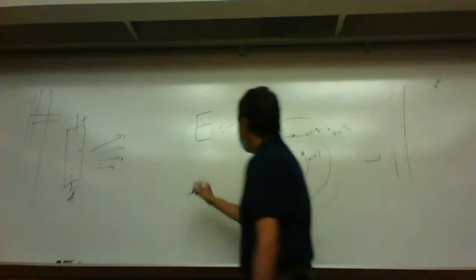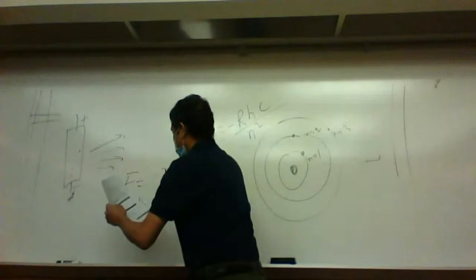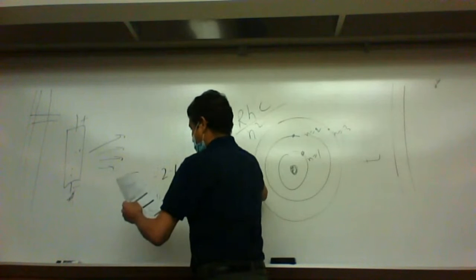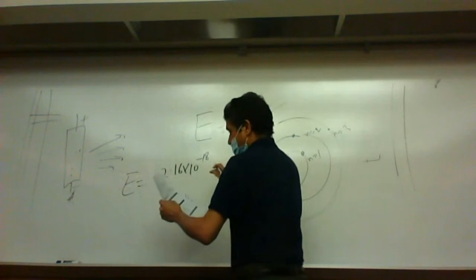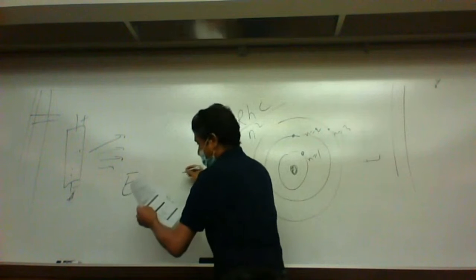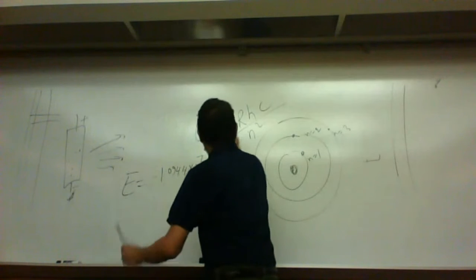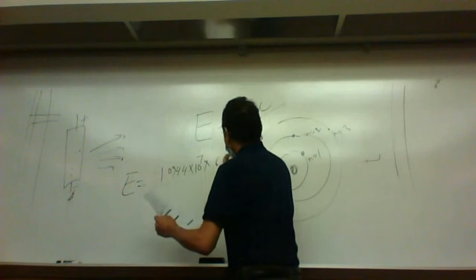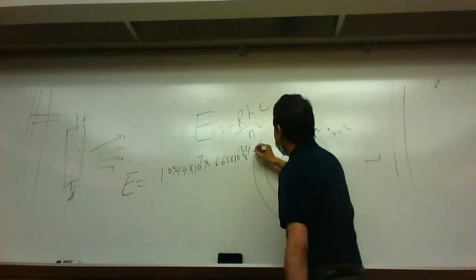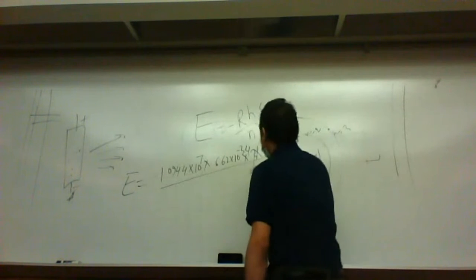Make sense? So E equals minus RHC by n square, the energy. What is the value of R? Actually, sorry, R is not what I said before. R is 1.0974 times 10 to the power 7. Then H is 6.62 times 10 to the power minus 34, that's Planck's constant, and you have the velocity of light, which is 3 times 10 to the power 8 meter per second. So you have this RHC value, and then divide by n square.